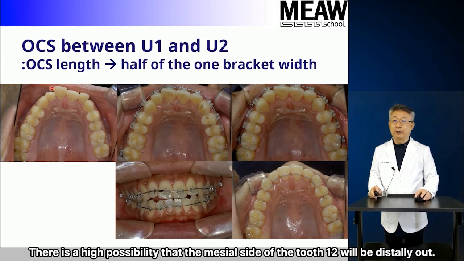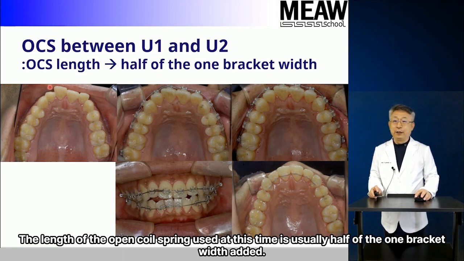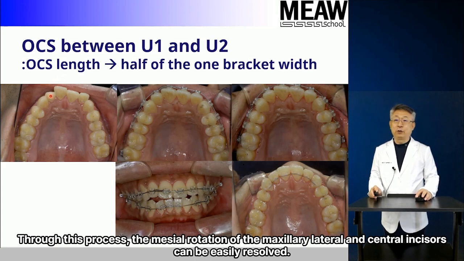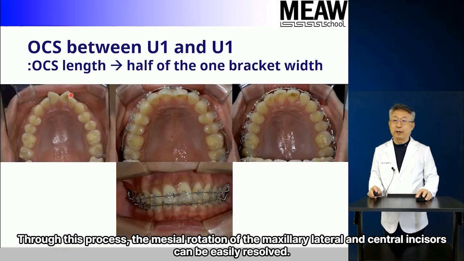There is a high possibility that the mesial side of tooth 12 will be distally out. The length of the open coil spring used at this time is usually half of one bracket width added. Through this process, the mesial rotation of the maxillary lateral and central incisors can be easily resolved.